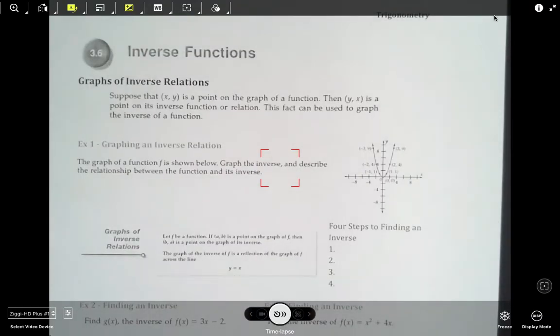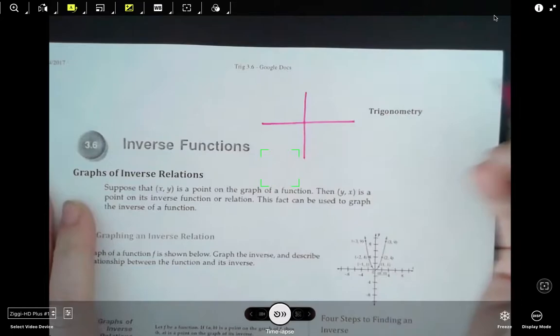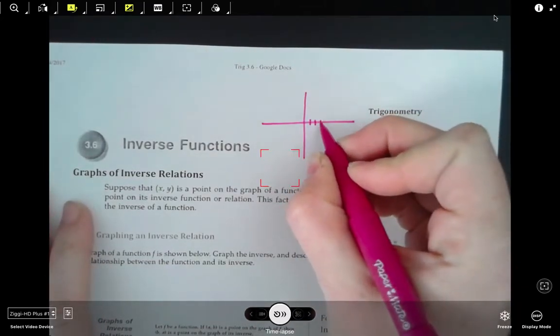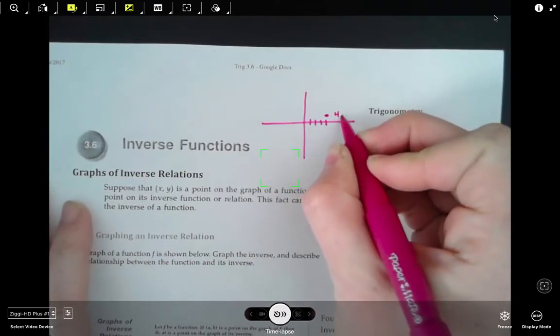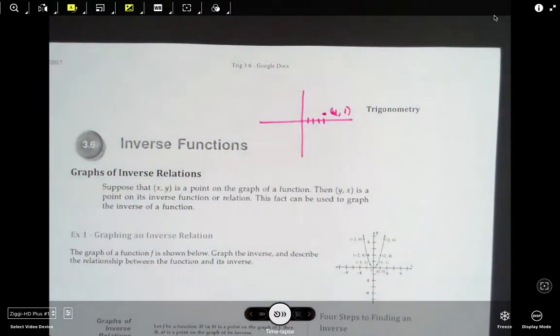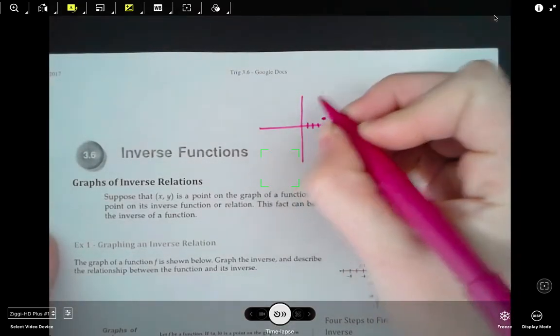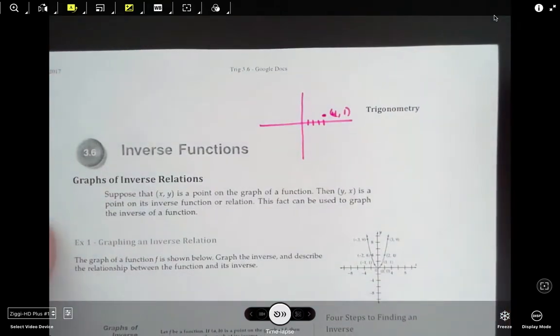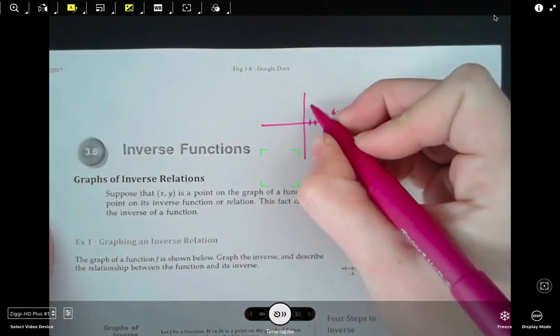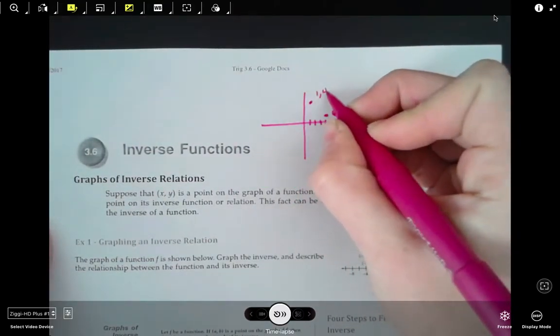All right, inverse functions. Before we talk about functions, let's talk about points. If you're taking a point, like the point 4, comma 1, and you're inverting that point, to invert something means to switch it around. So to invert the point 4, 1, you take those two coordinates and switch them around to make it 1, 4. And it's going to be this point up here, 1, comma 4.